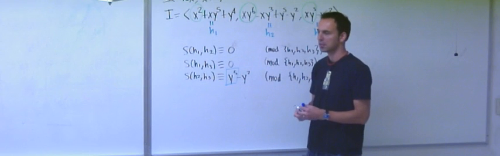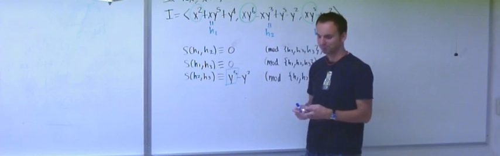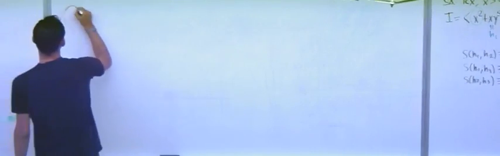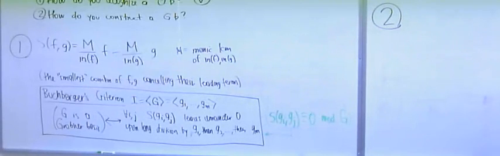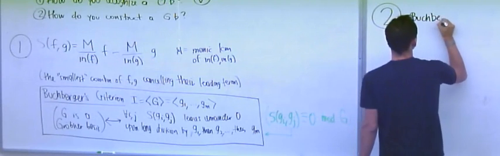And that basically is Buchberger's algorithm. That's how you answer question number 2. The answer to the first question easily becomes an answer to the second question. So this is Buchberger's algorithm.